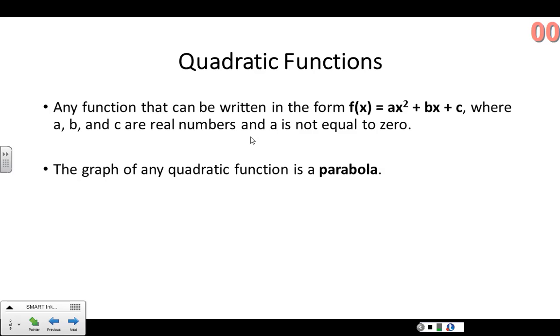Any function that can be written in the form f of x equals ax squared, notice that's your highest power is x squared, plus bx plus c. This is the standard form of a quadratic equation we saw when we talked about the quadratic formula. Same form, where a, b, and c are real numbers and a is not equal to 0, so your leading coefficient has to be there. The graph of any quadratic function is called a parabola.